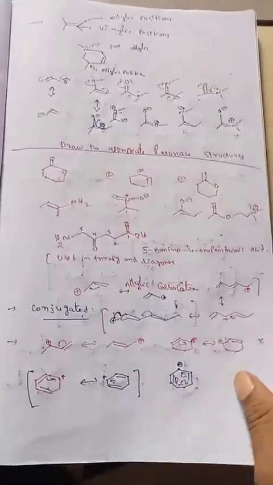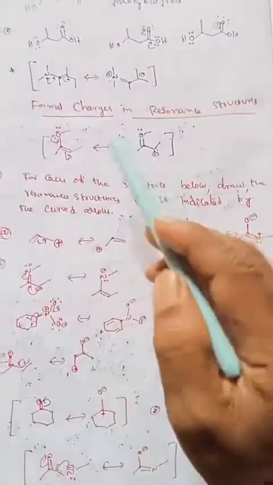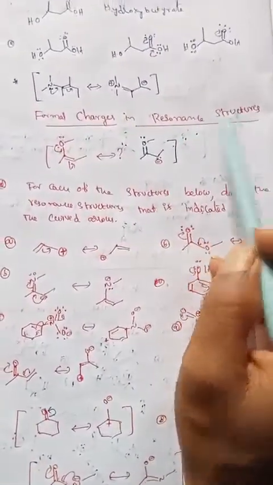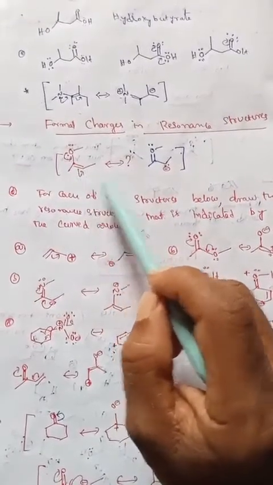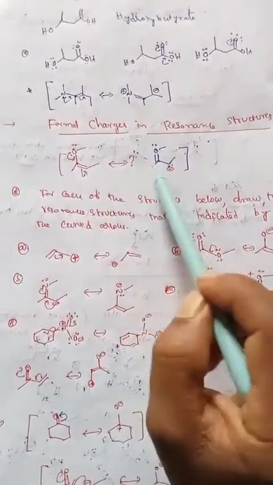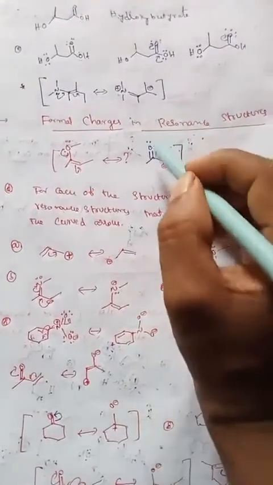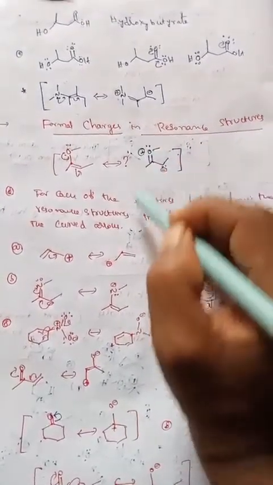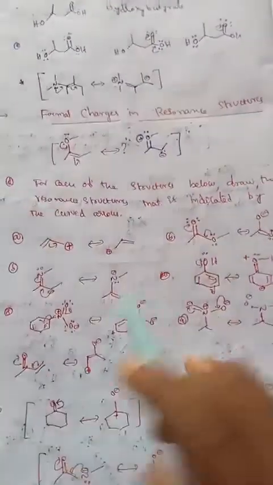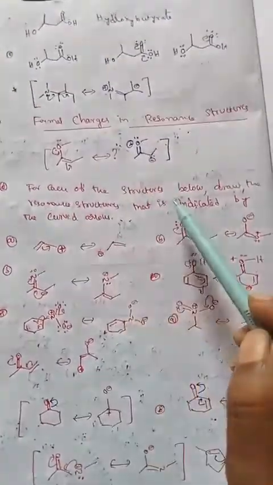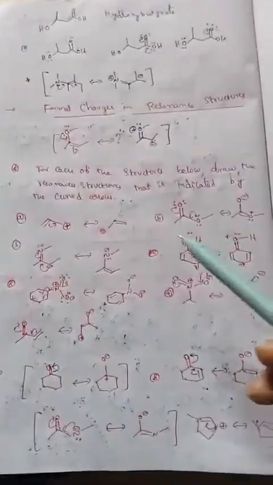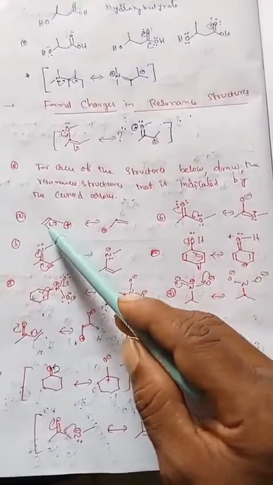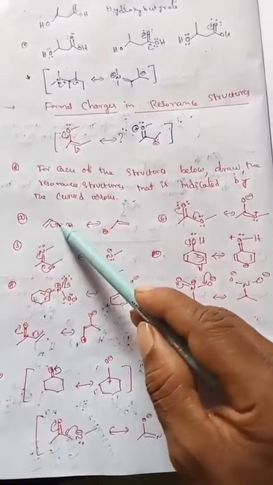And formal charge. You can see here very important formal charges in resonance structures. Because oxygen contains a lone pair of electrons and this pi bond is shifted, this carbon gets a negative charge and oxygen gets the positive charge. Another question is: for each of the structures below, draw the resonance structures. Please note down how to write the resonance structure, because a positive charge is there, so the pi bond can shift here.